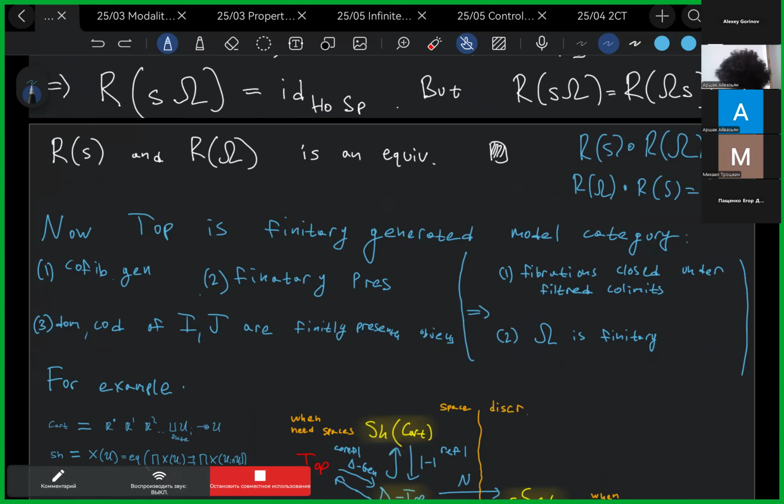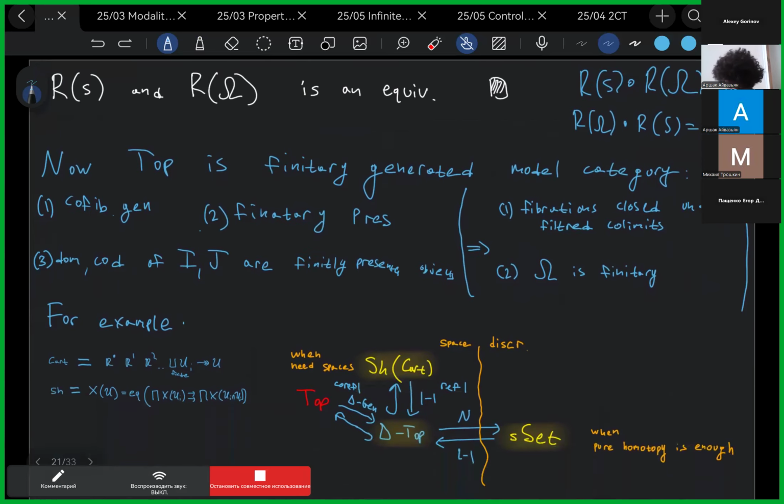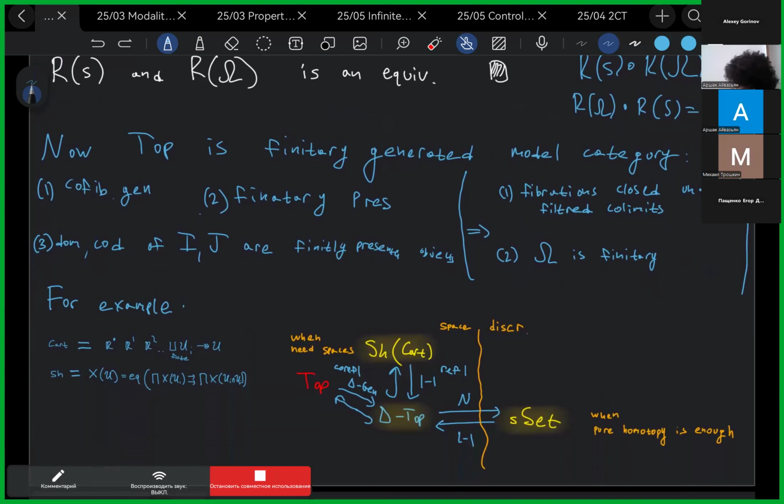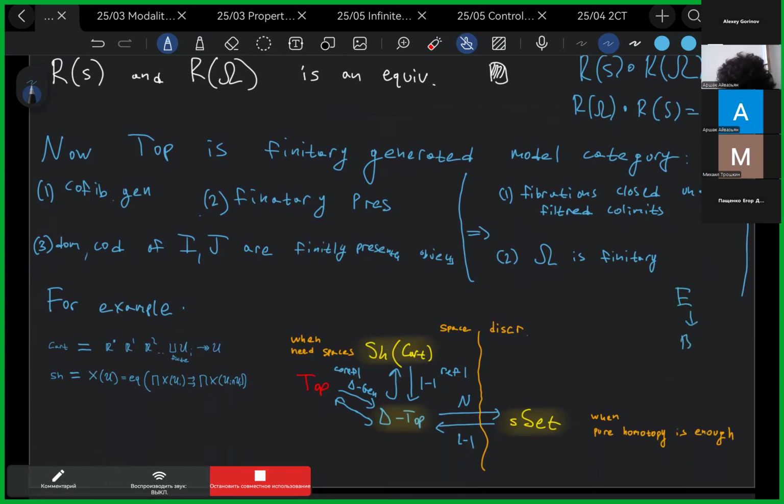And in particular, this means that fibrations are closed under filtered limits. Because fibrations are defined by the right lifting property with respect to the generating acyclic cofibrations, but these have compact domains. So if you take filtered limits, maps from compact objects to the limit always factor through some object in the diagram, and obviously colimits of fibrations as well.